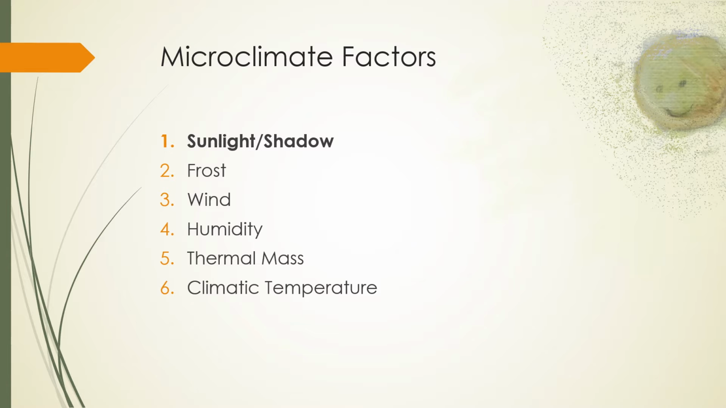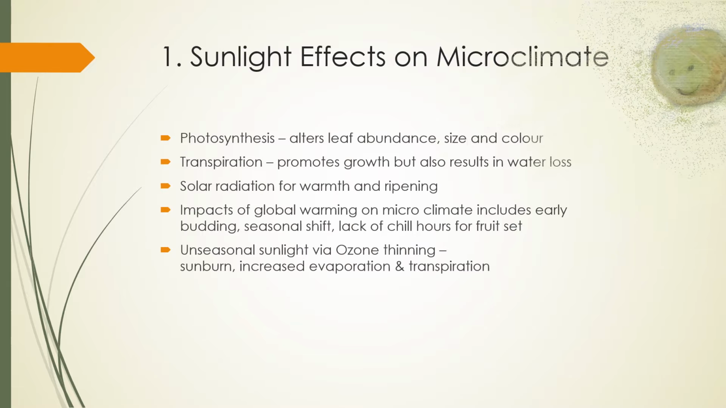We have 6 factors that create microclimates. Let's look at the first factor, sunlight. Sunlight is one of the biggest effects of microclimate. Sunlight encourages photosynthesis, so the plants grow bigger, the leaves get bigger, the leaves can actually become a little bit reflective of the sunlight. As the plant grows, it starts to transpire, and the moisture inside the soil is taken up like a straw into the leaves and then breathed out into the atmosphere.